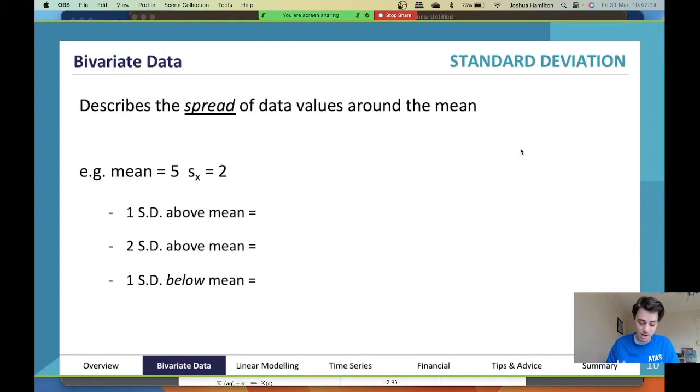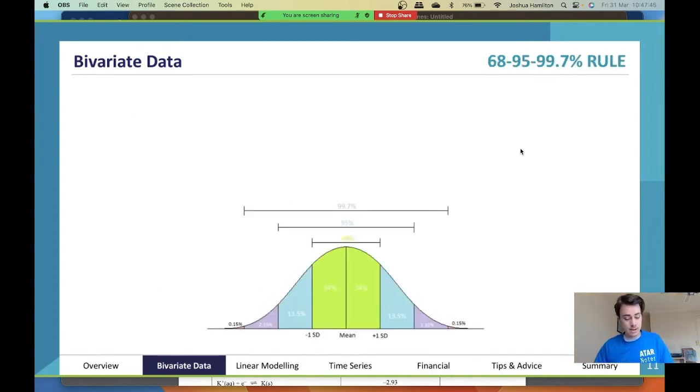And as you can see here, it says, all right, what is 1 standard deviation above 7? What is 2? 9. What is 1 below 3? Pretty straightforward stuff, but it's about understanding our mean and our standard deviation. This is why I wanted to touch on this just quickly before we jumped into bivariate.